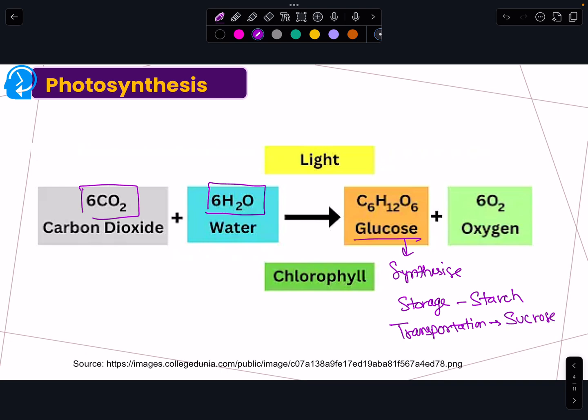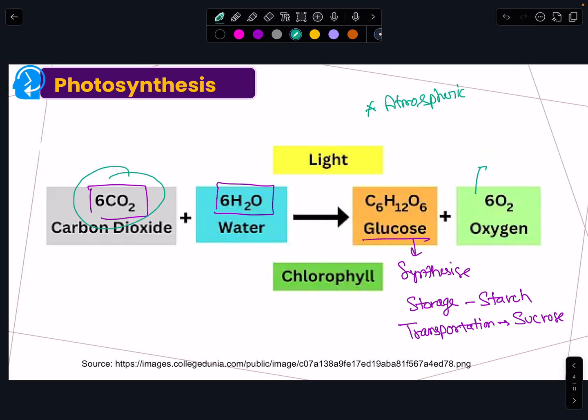Whenever photosynthesis takes place, you will see that oxygen is released as a byproduct. That's the reason plants are also referred to as the atmospheric purifier. Why atmospheric purifier? Because they are taking in carbon dioxide and releasing oxygen. This is the basic equation of photosynthesis that we need to remember: the plant utilizes carbon dioxide and water in the presence of sunlight and chlorophyll to produce glucose, which is stored in the form of starch. When it comes to transportation, it is transported in the form of sucrose. During the same process, oxygen is released as a byproduct.